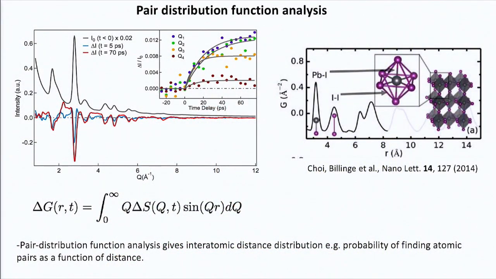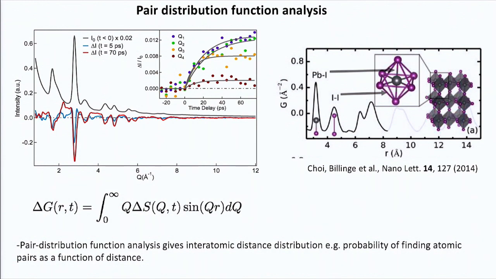Here's the rough measurement. There's a lot of data here, and I only have a short amount of time to describe it. But the black curve is the static structure of these materials. The red curve, maybe zoom in on that, is the differential change measured about 70 picoseconds after photoexcitation.